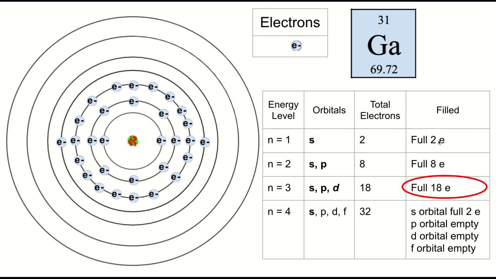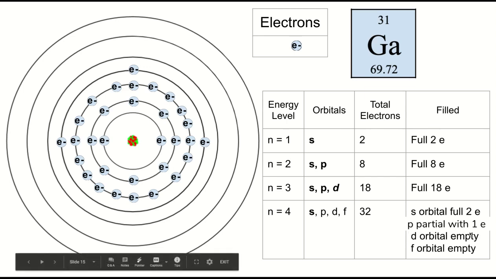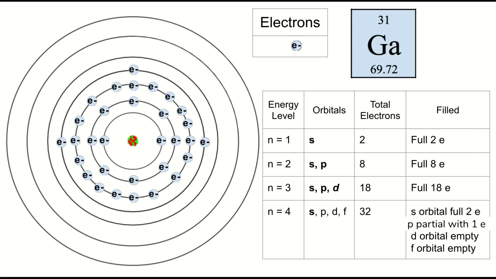If you do a quick math check, we've got 2 plus 8, which is 10, plus 18, which is 28, plus 2 is 30. So we've got 1 more electron left. And so we're going to go back to our fourth energy level, and we're going to add in that final electron. And so now you can see here that the P is partially full with 1 electron. It can still hold more, but it is partially full. And that is our last electron that we had to put in, so we're done.